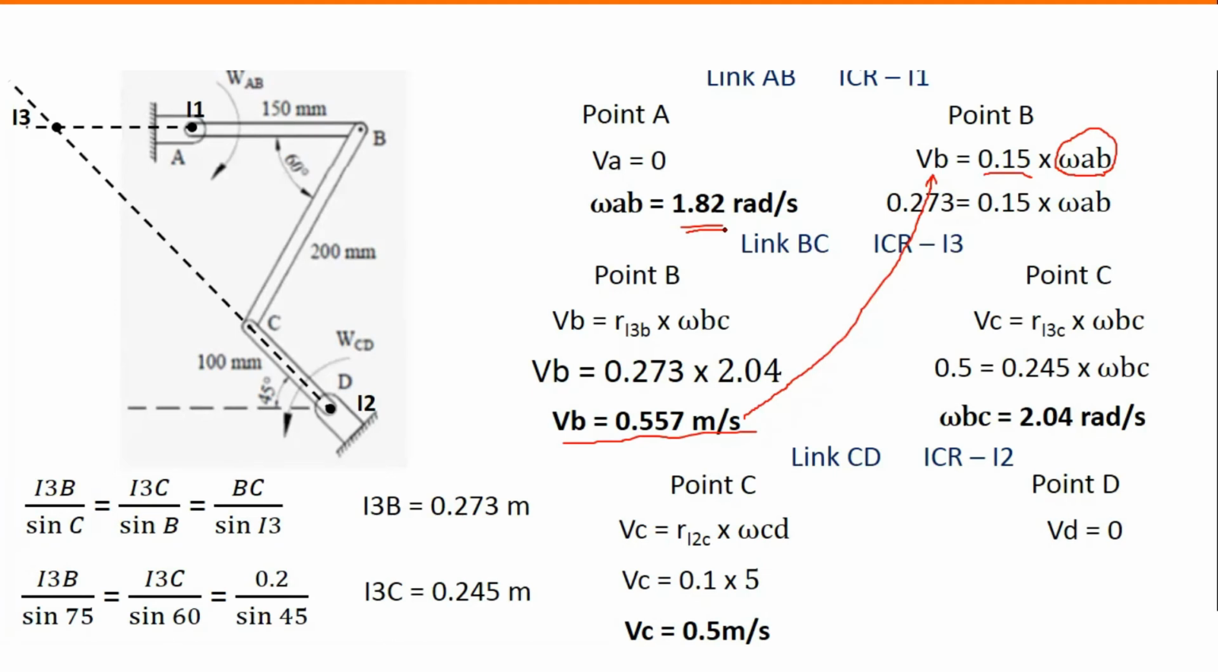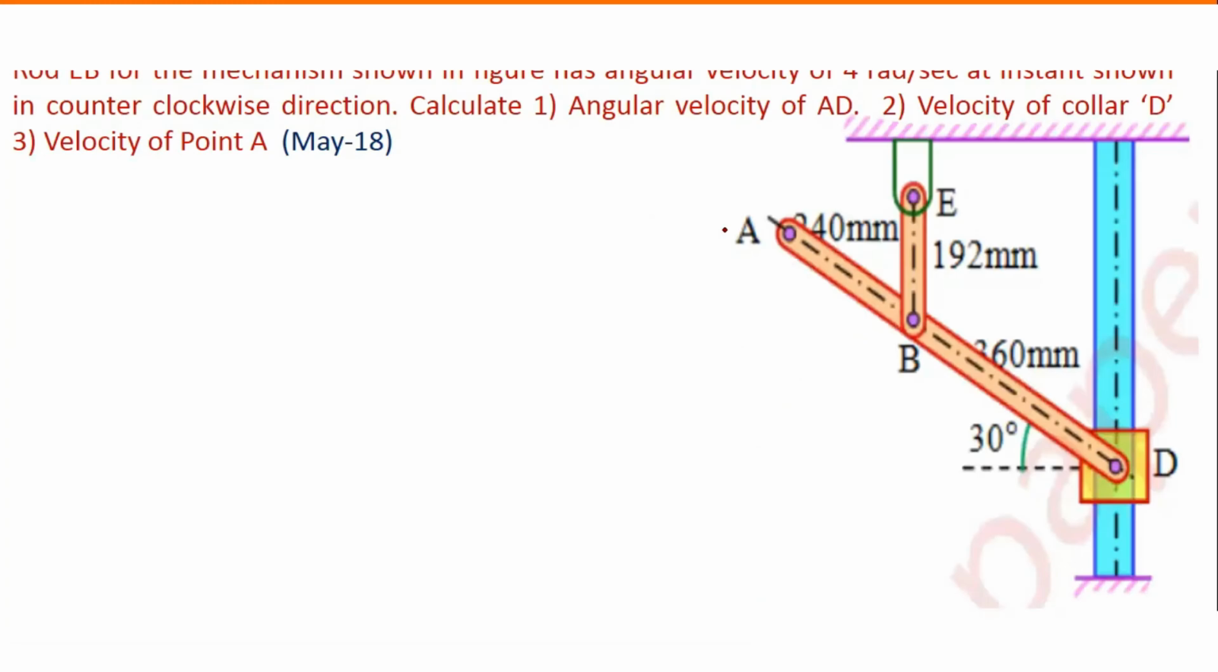That's it. So with this note, let me proceed to the next problem: rod EB of the mechanism shown in the figure has an angular velocity of 4 radian per second in the counterclockwise direction. So I will mark here the direction of the given velocity, and the value is 4 radian per second. Calculate the angular velocity of link AD, the velocity of collar D and the velocity of point A. The first step is to find out the ICR.